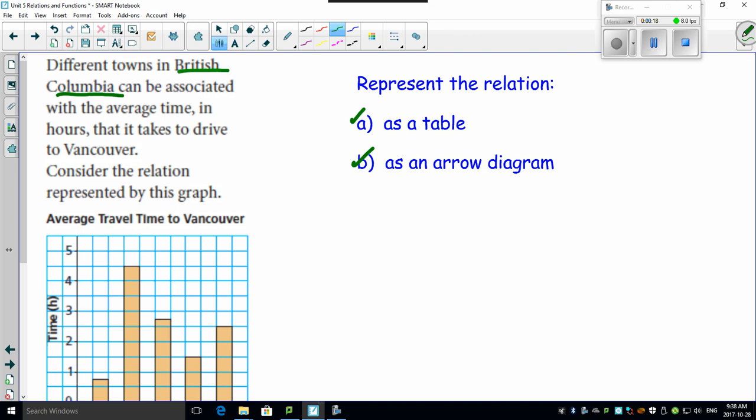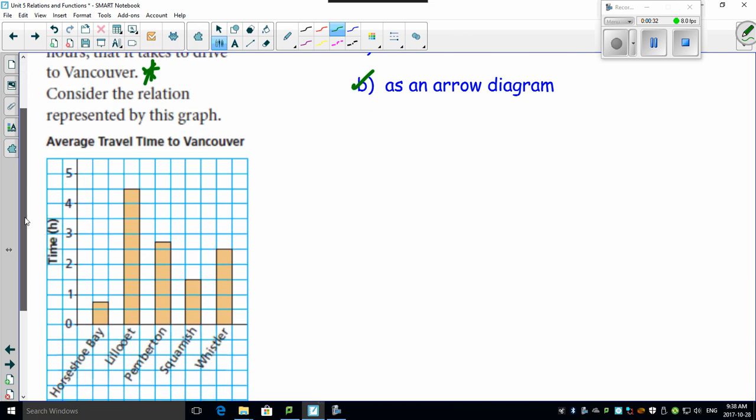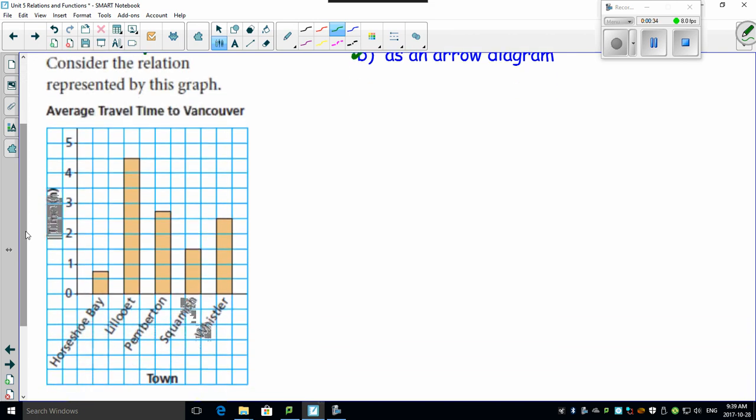that it takes to drive to Vancouver. Some people don't say we're 100 kilometers away, we're 200 kilometers away, but they actually turn around and they say, well, how far of a drive is it in terms of time? So here's the relationship that's represented in a beautiful little chart. So if you look at this, it tells you the time over here, it tells you the different cities and how far they are from Vancouver.